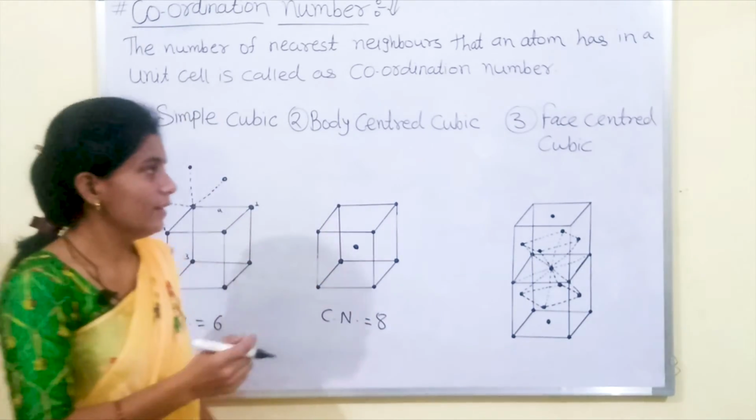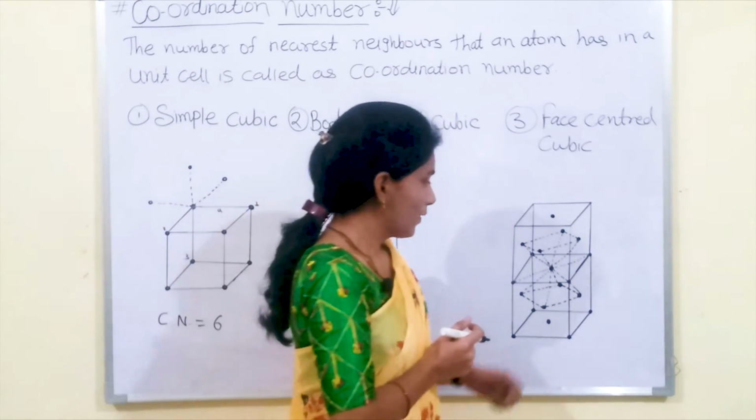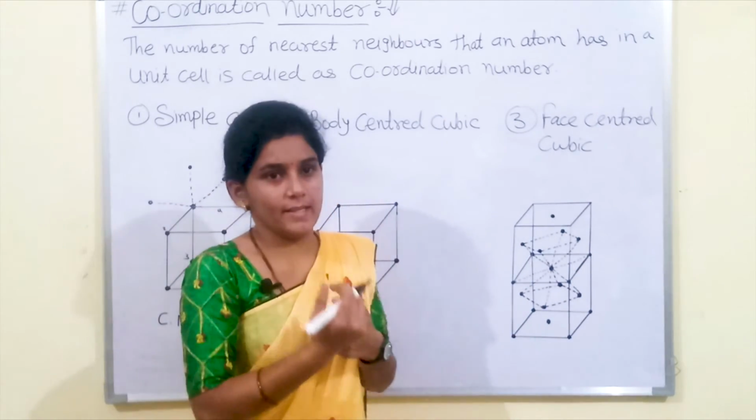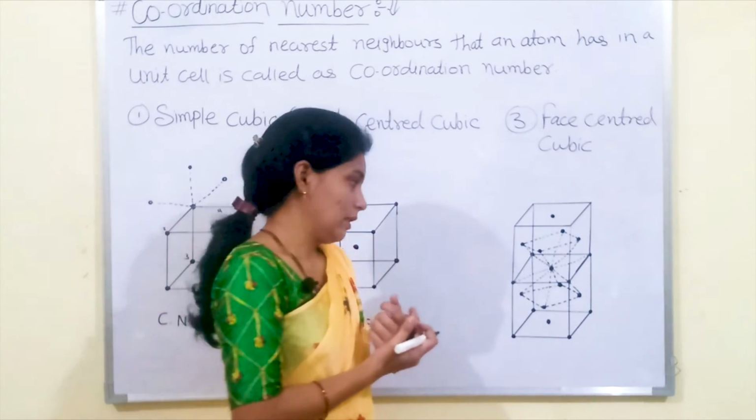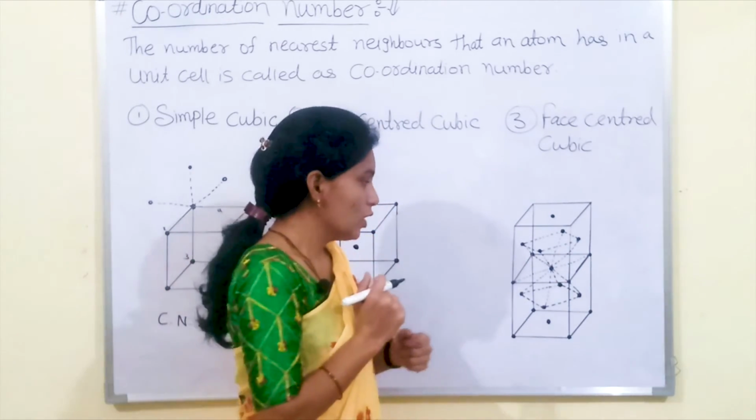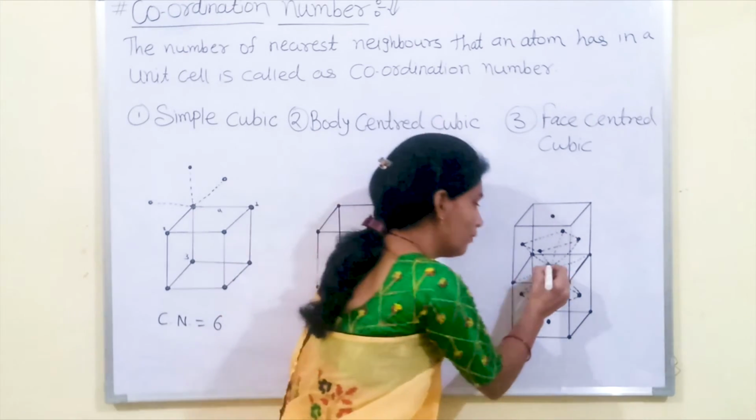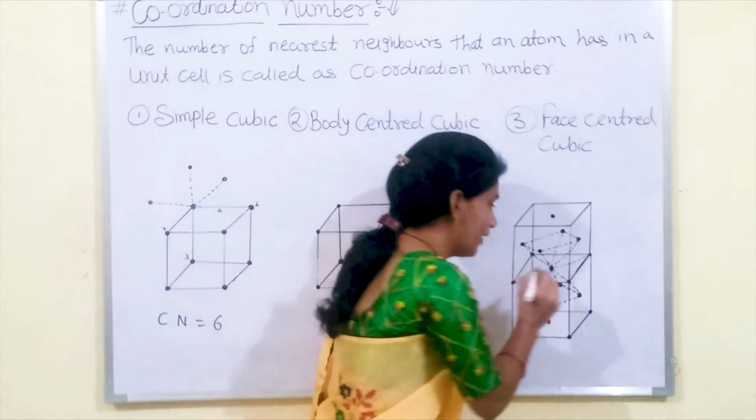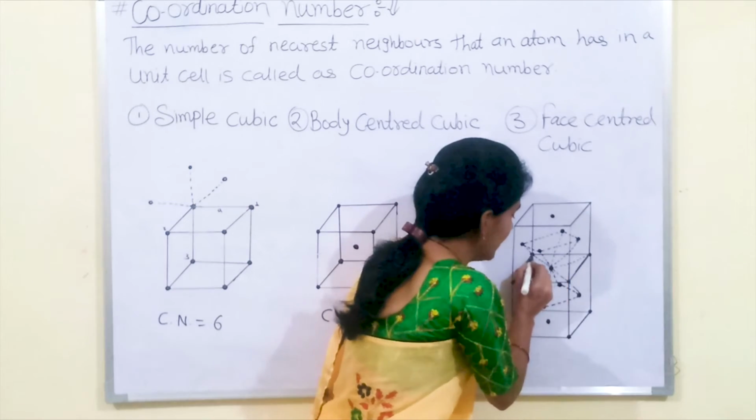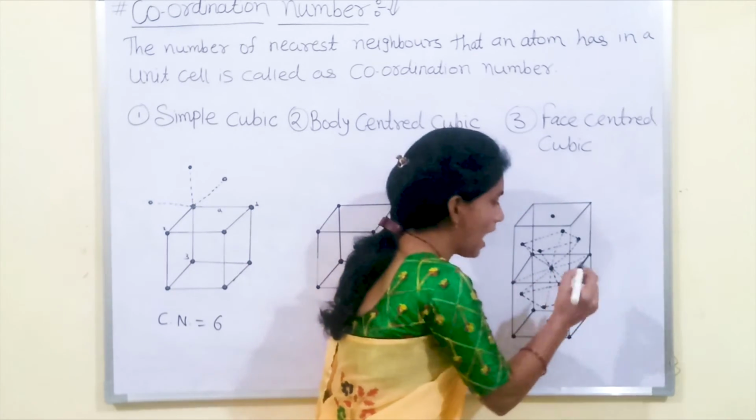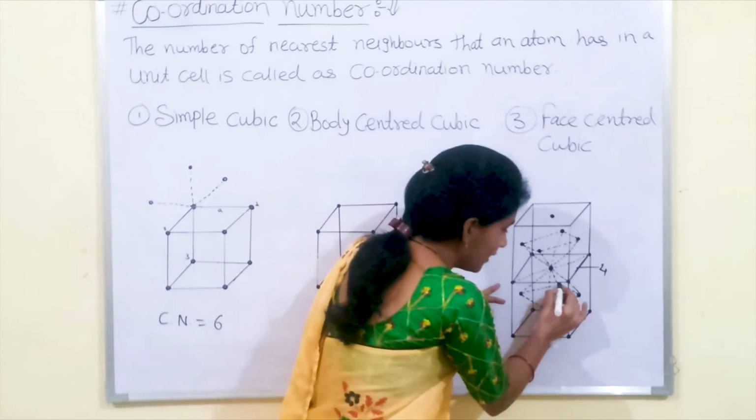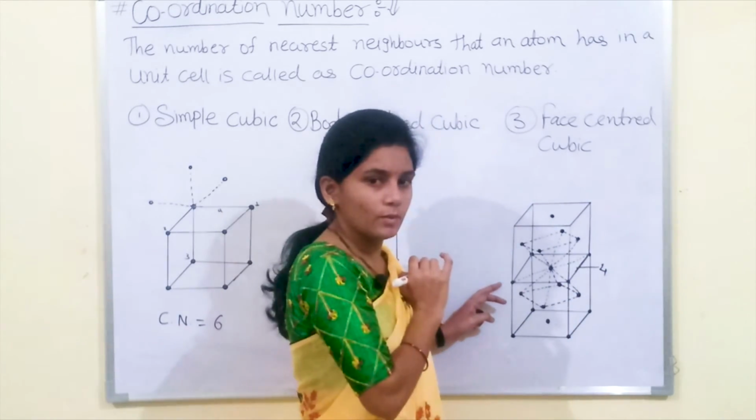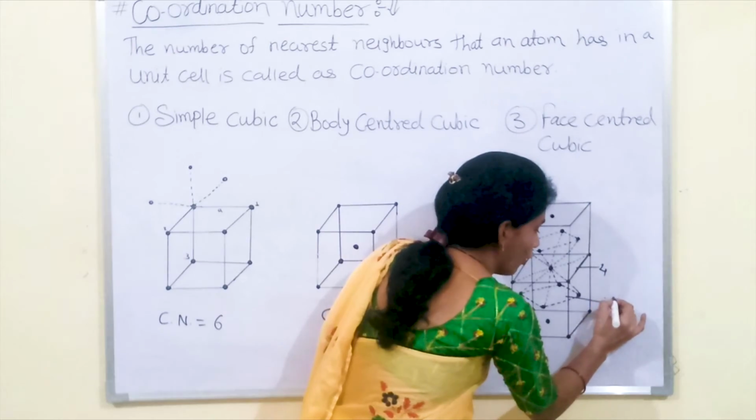In face centered cubic we know that there are 6 faces, and 6 atoms are present on the faces. If we consider one atom from this face, the nearest atoms from the corners are 4, and the face centered atoms are also 4.